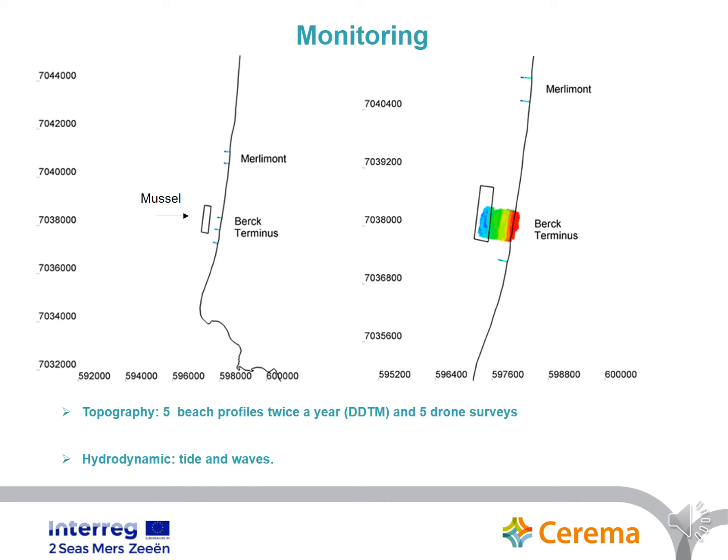On the second configuration, we have also conducted some field monitoring. So we have different datasets. We have beach profiles that are conducted twice a year by the DDTM, which is a state office in France. And we have also conducted surveys with flying drones to measure the topography. So we have a more detailed dataset with the drones, but it's a more local survey near the farm. Then we have also conducted some hydrodynamic measurements, tide and wave.